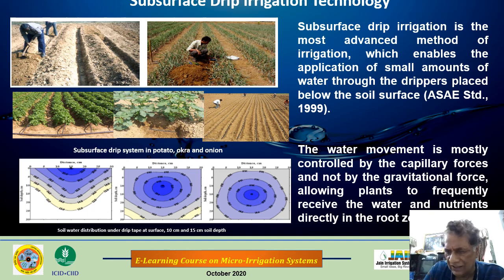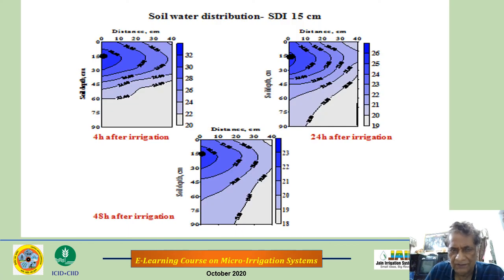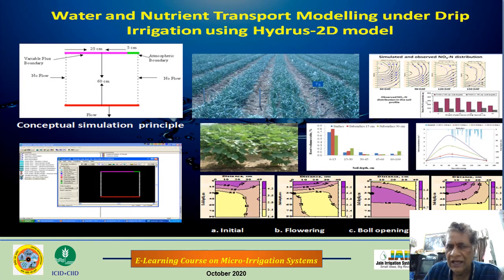I can just give you an idea. The normal average yield of potato in this country is around 19-20 tons per hectare, whereas we have realized up to 50 tons per hectare under subsurface drip irrigation at the Indian Agriculture Research Institute. Same experiment.